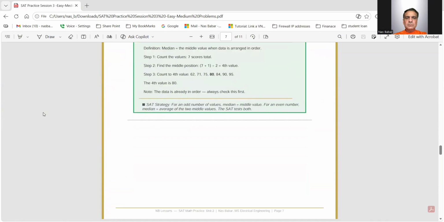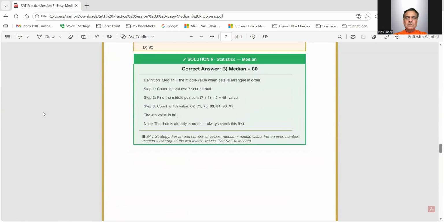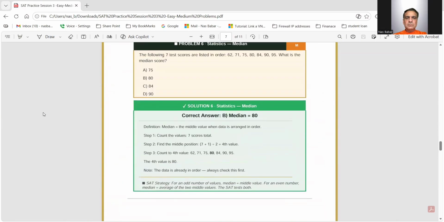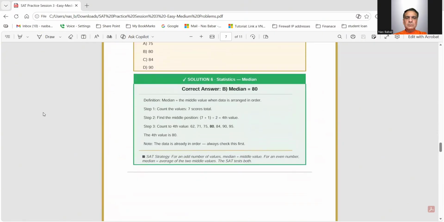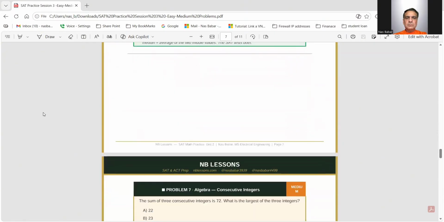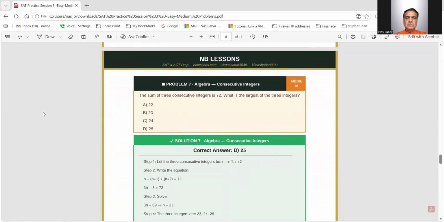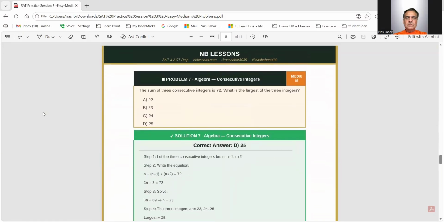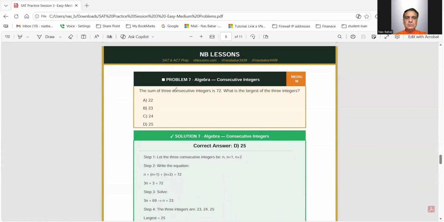All right. We just did the median problem. And then what we do is that we move on to consecutive integers. So consecutive integers basically means numbers right after each other. So basically what they're saying is that the sum of consecutive integers is 72. What is the largest of 3 integers? So this is a medium difficulty level, but I'm sure, with lots of practice, you can ace it.